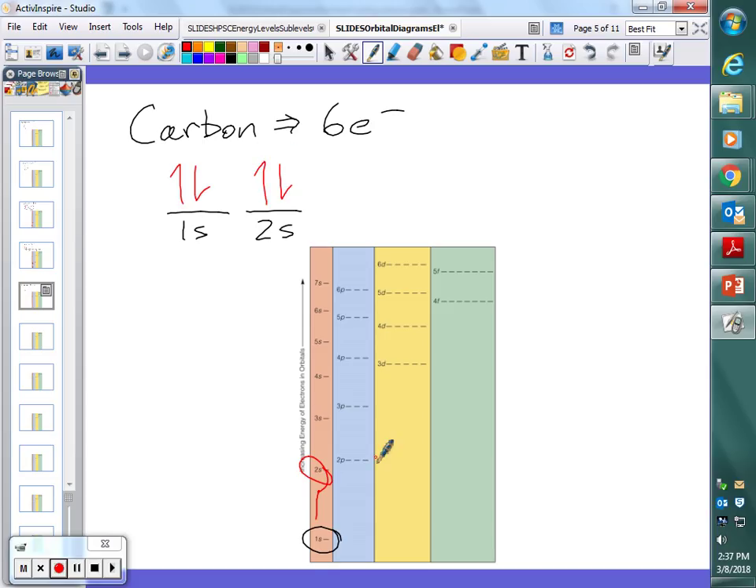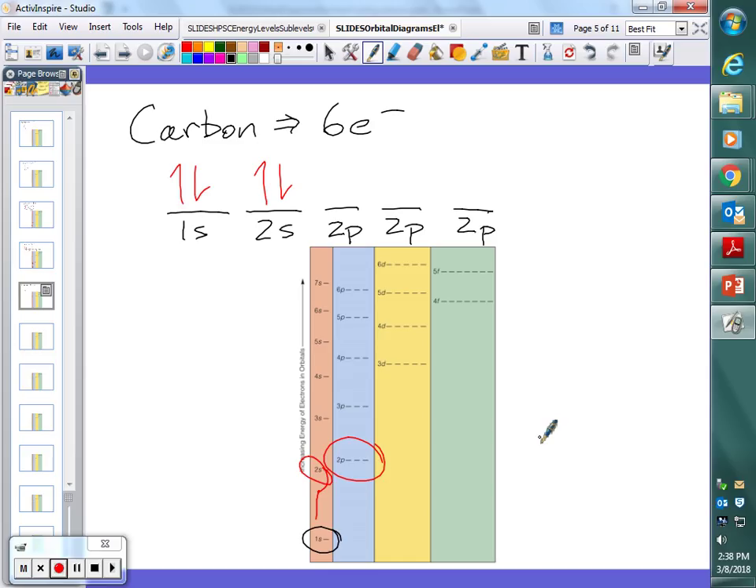All right. 4 down, 2 to go. What's the next set of orbitals that we come across? 2p. And like we just discussed, how many 2p orbitals are there? There's 3 of them. So 1, 2, 3. I'm going to label all of them 2p. All right. So here's where we get into the third rule.